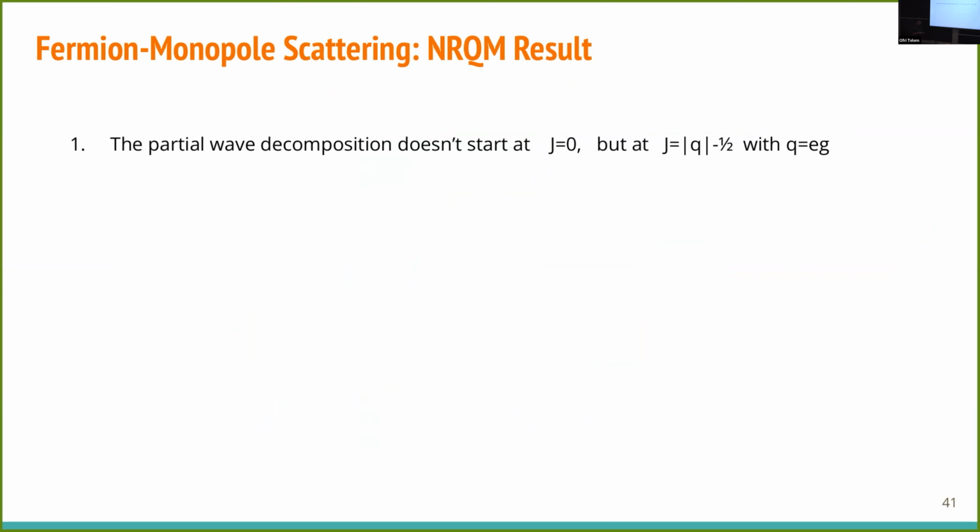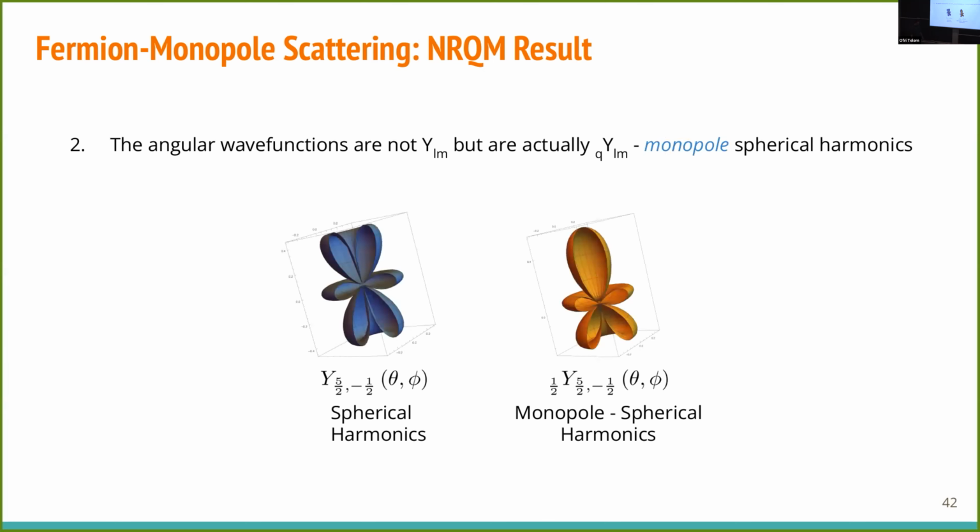One, the main thing that you do in quantum mechanics is you scatter a plane wave on some potential, and you expand in spherical harmonics, and the partial wave decomposition usually starts at 0. You have an S wave. Here, the partial wave expansion doesn't start at J equals 0. It actually starts at the magnitude of Q, which is E times G, minus a half. Why? Because of this extra angular momentum associated with the charge in the monopole.